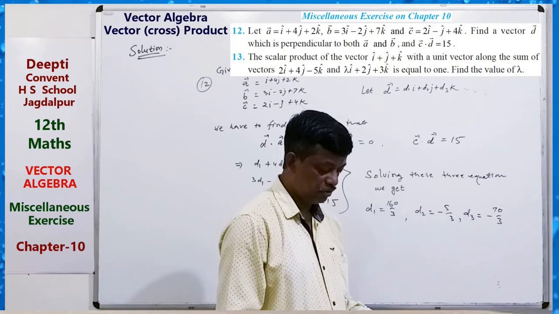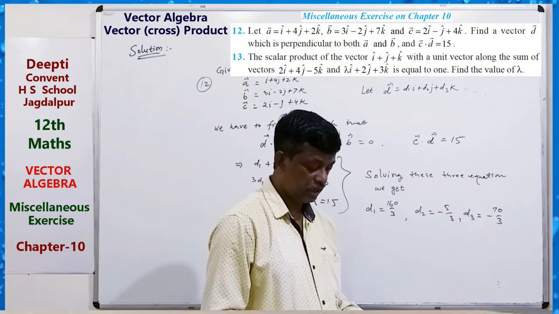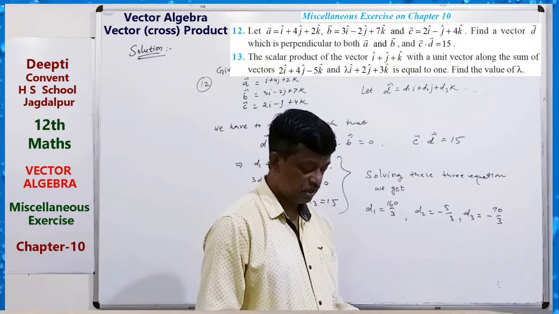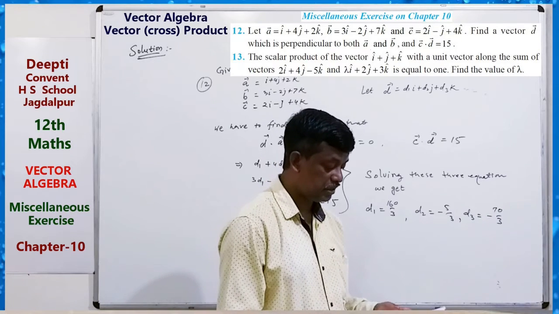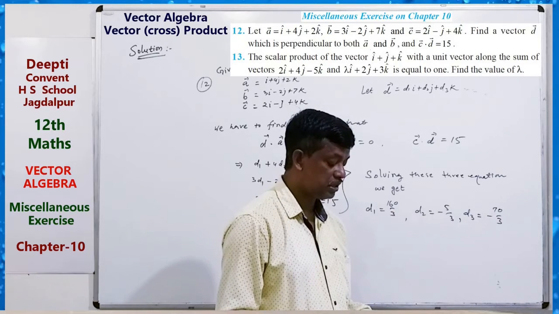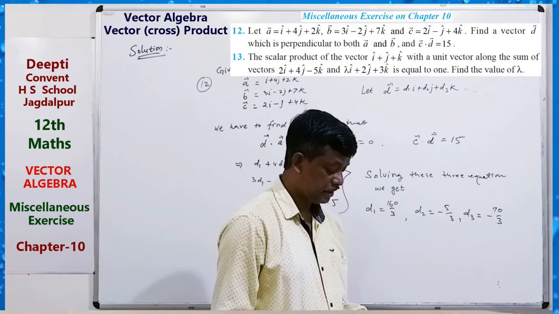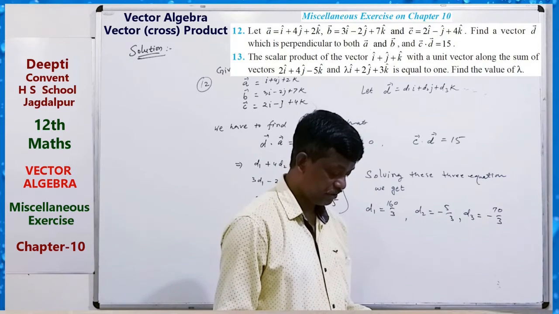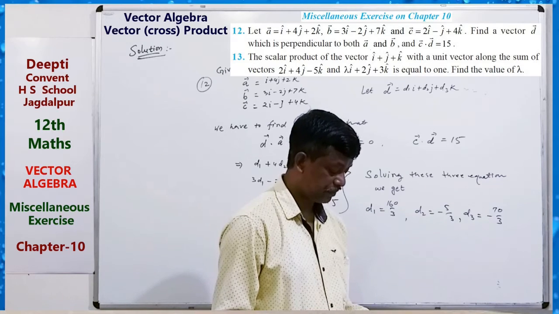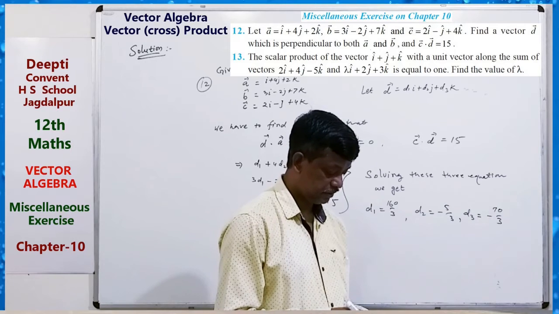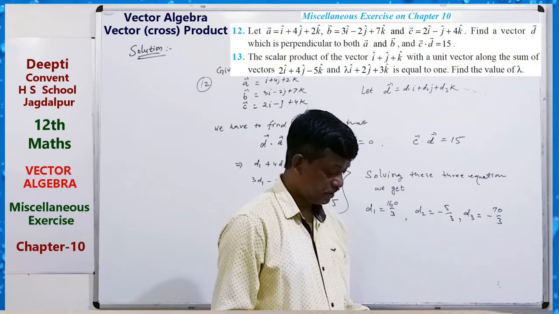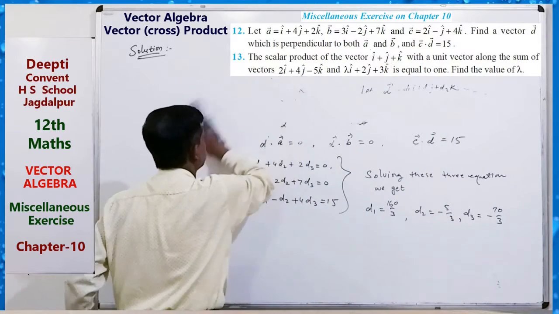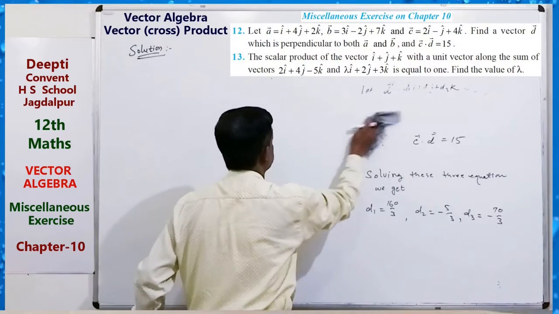If A, B, C are mutually perpendicular vectors of equal magnitude, show that the vector A plus B plus C is equally inclined to A, B and C. So suppose the angles are theta 1, theta 2 and theta 3, then we get cos theta 1, cos theta 2 and cos theta 3, and we can find that the vector is equally inclined. 13 is very simple, just do it yourself, and then 14.